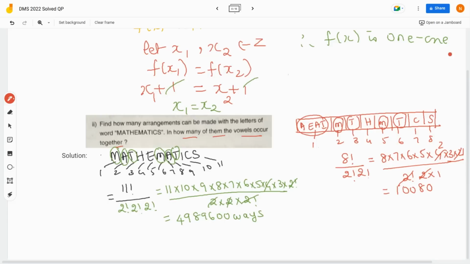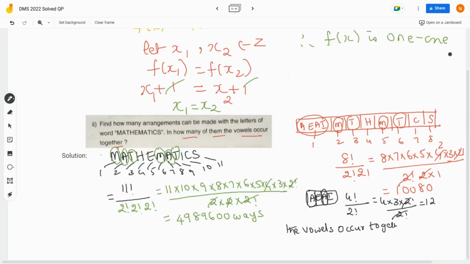10080. Then we need to do it for the vowels separately, that is A, E, A, I. In this we have 4 letters, so 4 factorial divided by A is repeated, so 2 factorial. So it will be 4 into 3 into 2 factorial divided by 2 factorial. 2 and 2 get cancelled, 4 threes are 12. Therefore the number of ways the vowels occur together will be the multiplication of both answers, 10080 into 12. That is nothing but 1,20,960 ways.